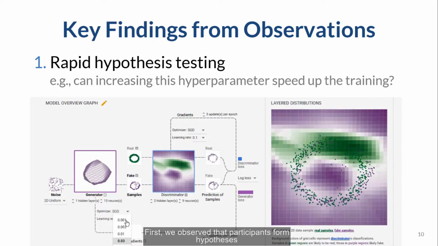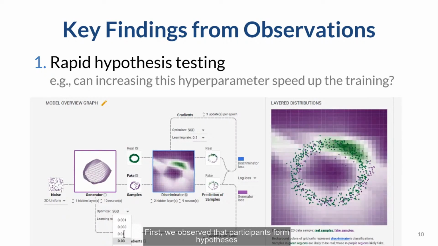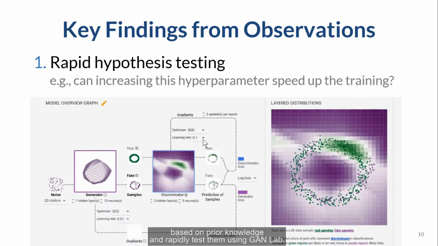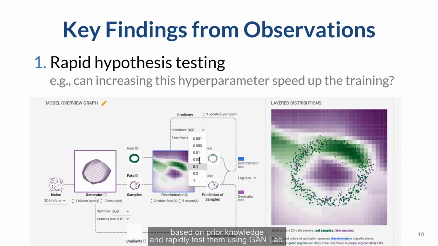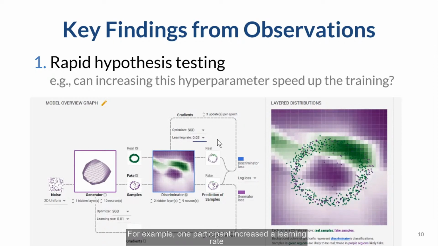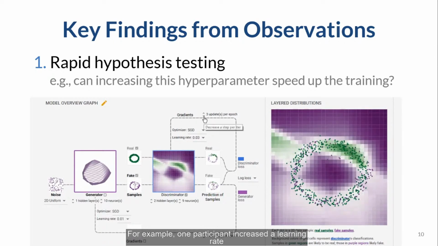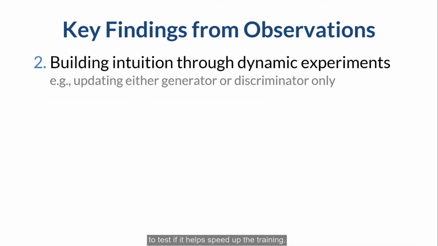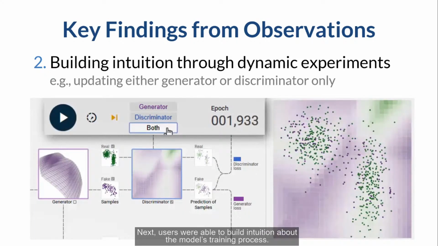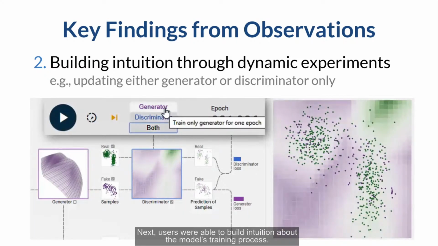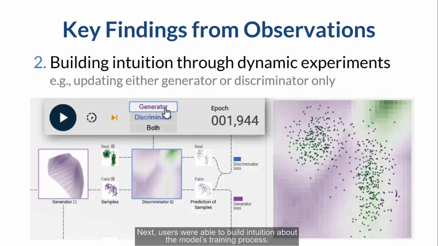First, we observed that participants form hypotheses based on prior knowledge and rapidly test them using GANLab. For example, one participant increased the learning rate to test if it helps speed up the training. Next, users were able to build intuition about the model's training process.